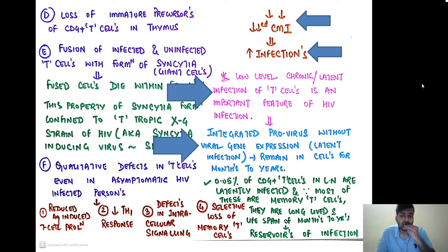Such CD4 plus T cells where the virus is latent constitute 0.05% of the CD4 plus T cells in the lymph node. And since most of these are memory T cells, and as we know, memory T cells are long lived.